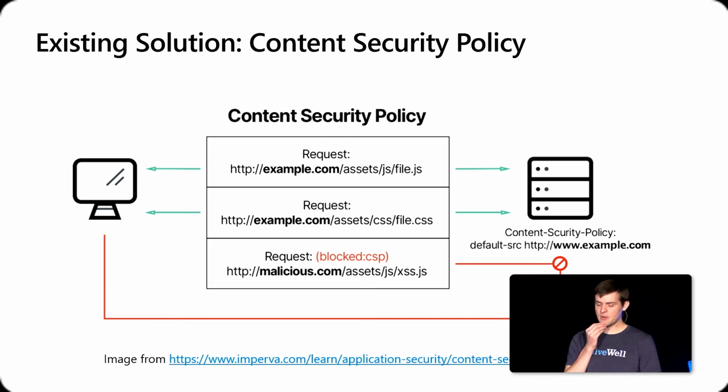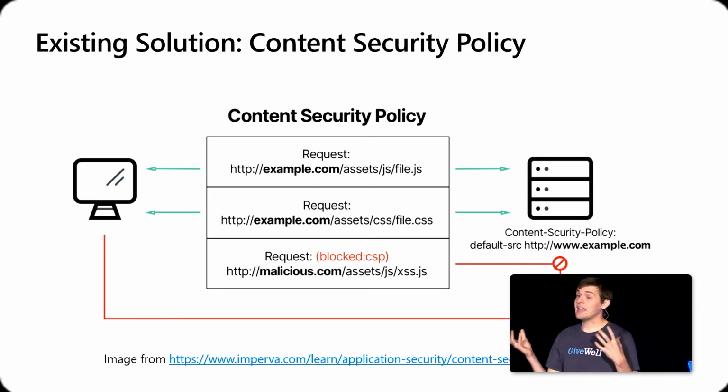So this is a really simple example here. On the right, you'll see there's a server with a content security policy header. In this case, it says, hey, the default source is example.com. So basically, by default, I only want to load resources if it's from example.com. And how that works in practice, if you have on the left a victim user, say they request JavaScript from example.com that matches the policy, the browser will return it. Say they request CSS from example.com, that also matches. But if an attacker has been able to find an injection bug and is trying to get the victim to load JavaScript from malicious.com, since that doesn't match the content security policy, the browser will block that.